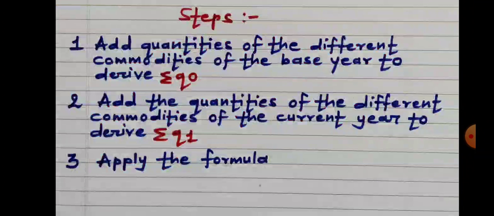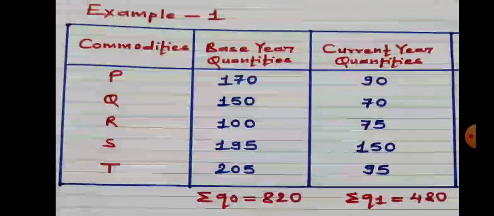Now let us see the various steps in the construction of the quantity index number. First step is to add the quantities of the different commodities of the base year to derive sigma Q0. Number 2 is to add the quantities of the different commodities of the current year to derive sigma Q1. And number 3 is to apply the formula of the quantity index number. What is the formula? Q01 is equal to sigma Q1 upon sigma Q0 into 100.